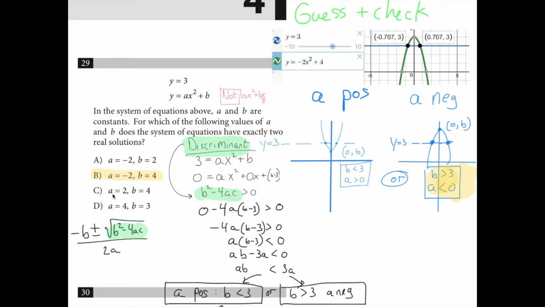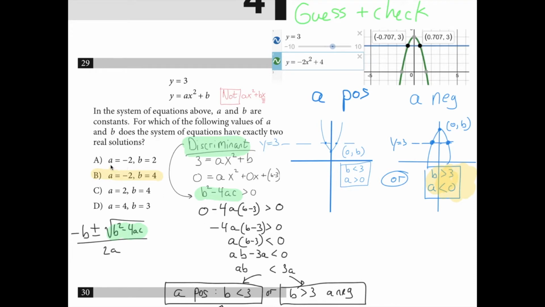So if a is positive, b should be less than 3. Here a is positive, b is less than 3. Nope, don't choose c. Here a is positive, and is b less than 3? Nope, don't choose d. So here, if you assume that a is negative, because it could be, if you divide both sides, you would have to flip the sign, and we get b is greater than 3.